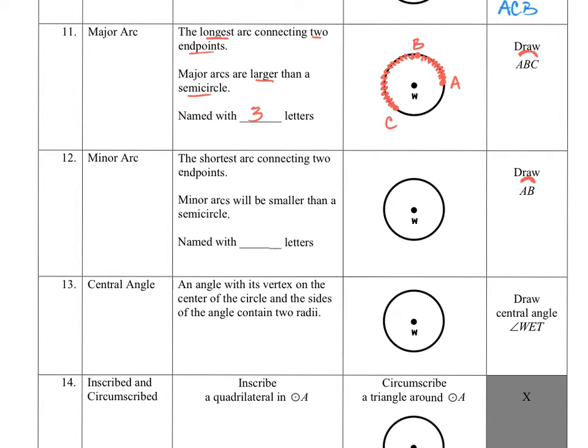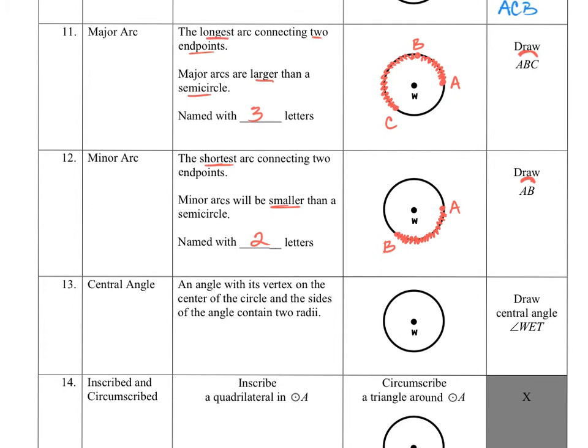Now, if I want a minor arc AB, the minor arc is going to be the shortest arc connecting the 2 points. They will be smaller than a semicircle, and we will always name them with 2 letters. So if I put 2 points on here, let's say A and B, and we're trying to figure out, hey, is AB talking about this way or this way? The fact that it's 2 letters tells me I need to go the short way, because otherwise it would be more than 180 degrees. So AB is talking about that piece right there.